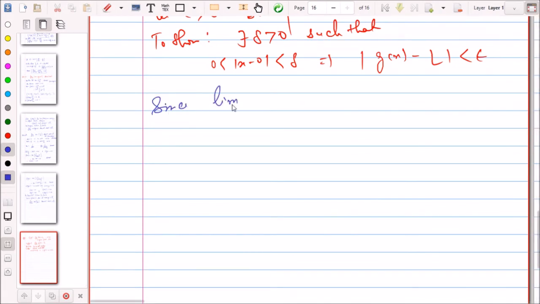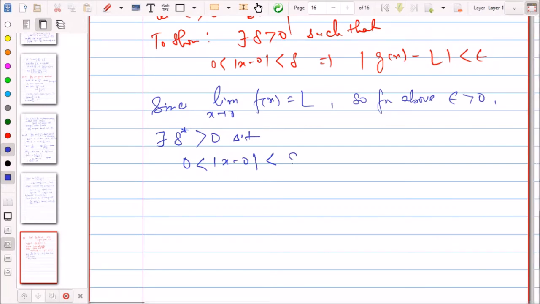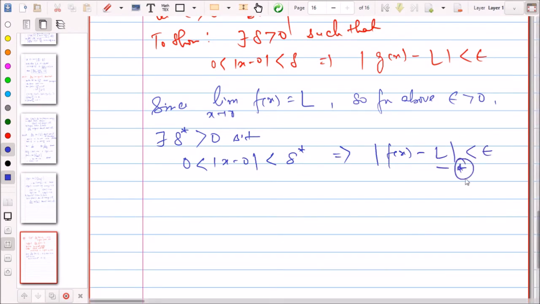Since limit x tends to 0, f(x) is equal to L, so for the above epsilon greater than 0, there exists delta star greater than 0 such that 0 less than |x minus 0| less than delta star implies |f(x) minus L| is less than epsilon. So this one is star. Now let delta equal to delta star by a. So this is the delta we will choose. Now for this delta we will show that this condition is satisfied.